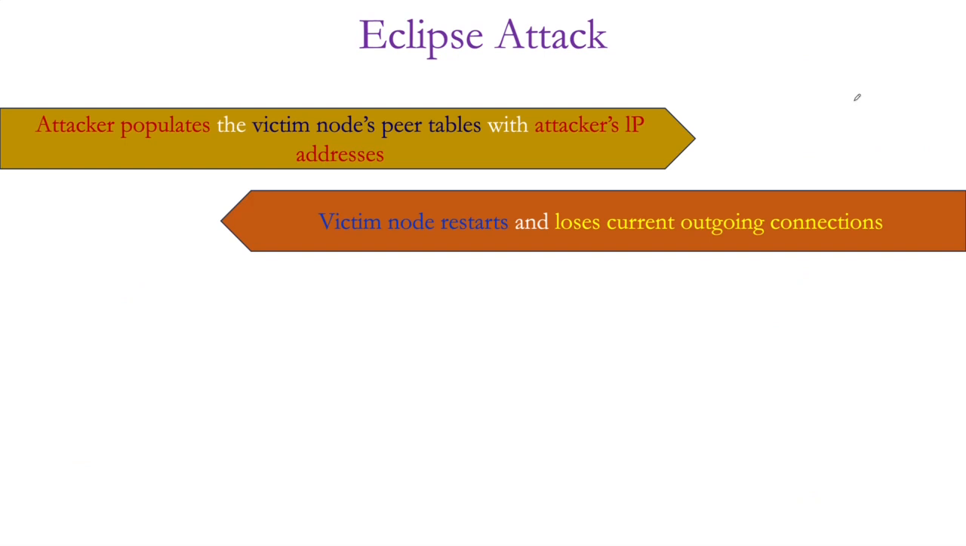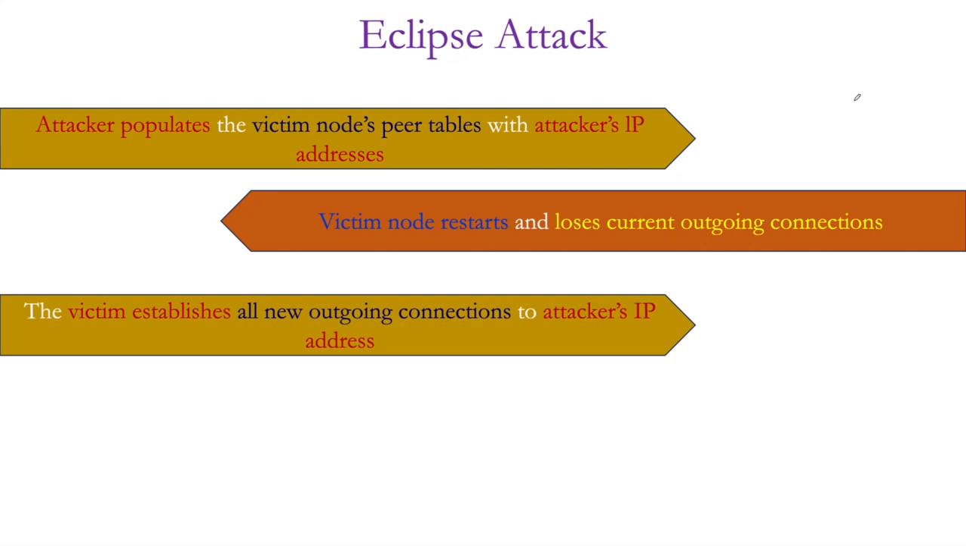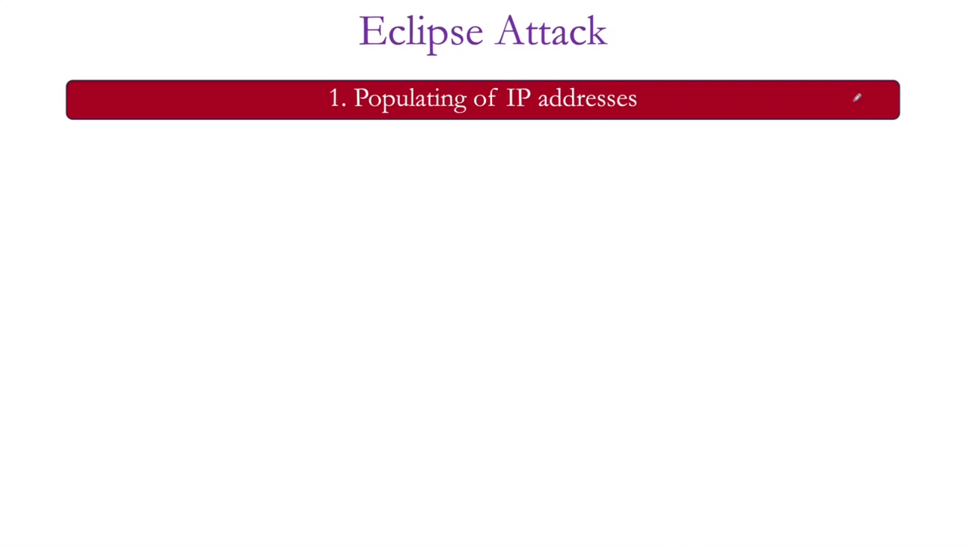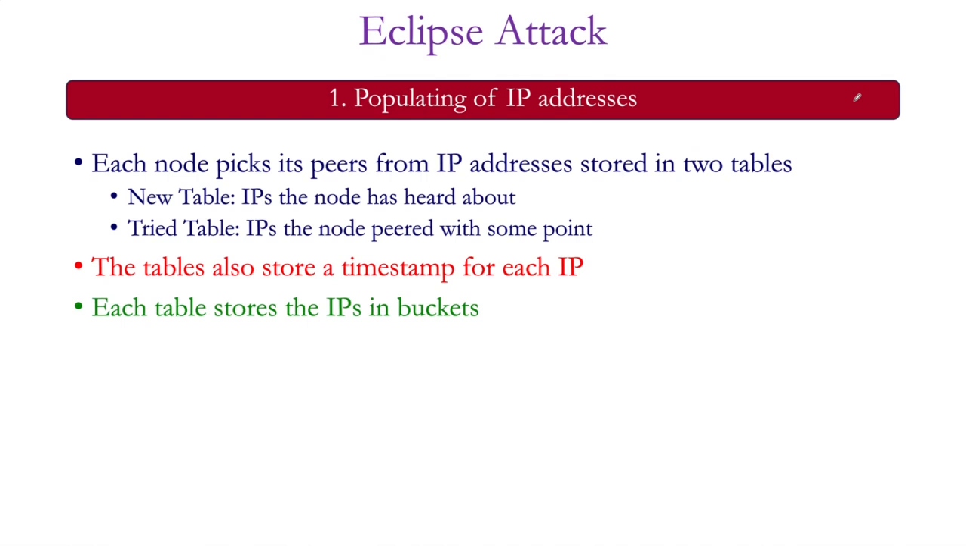When the current outgoing connections are lost, the new transactions in the mining pool are not known to this user. So obviously the hashing power is reduced, right? The victim then establishes all new outgoing connections to the attacker's IP addresses. So the first step, as we said, is populating the IP addresses of the victim.